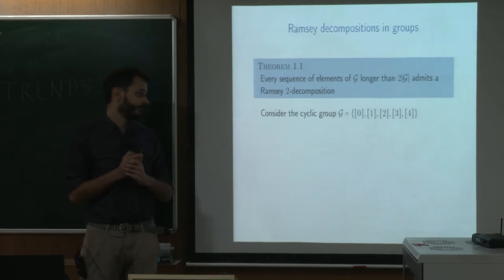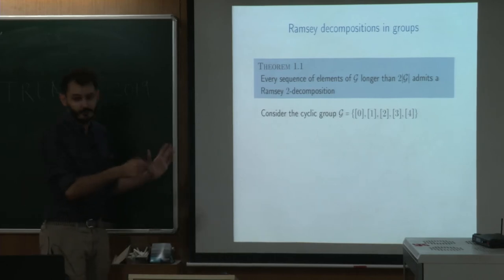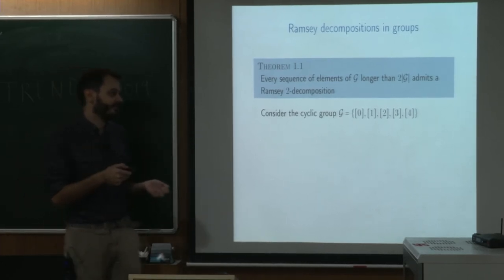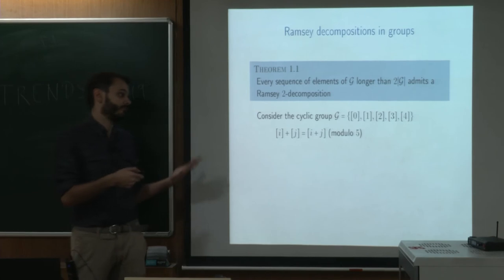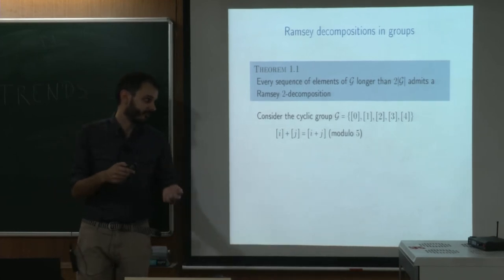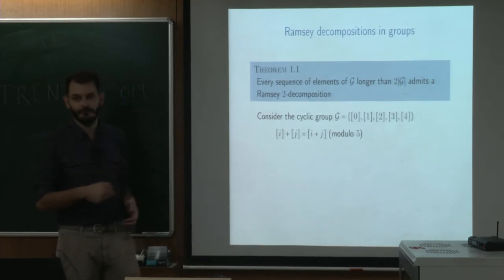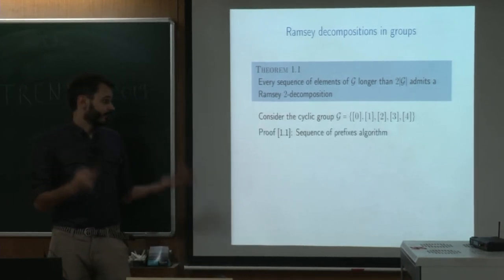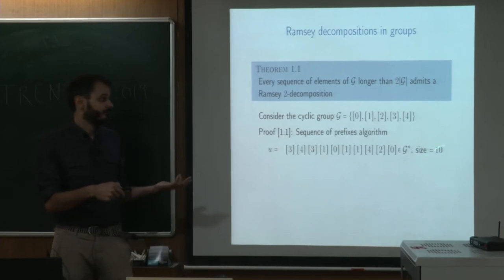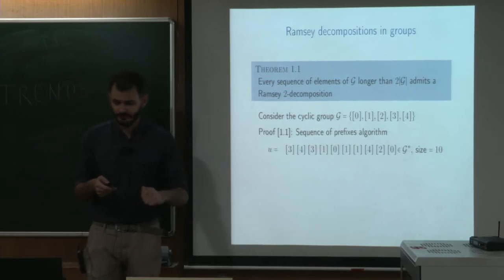Let's start with the first. For this, I will prove it in a very specific case, but as you will see, the proof is easily generalizable. I consider the cyclic group over 5 elements. The sum, or product, which I will denote with a plus, is just the sum of two classes, which is the class of the sum modulo 5. Okay. If I'm given a word of size twice the size of G, so here 10, how do I find a Ramsey 2 decomposition?